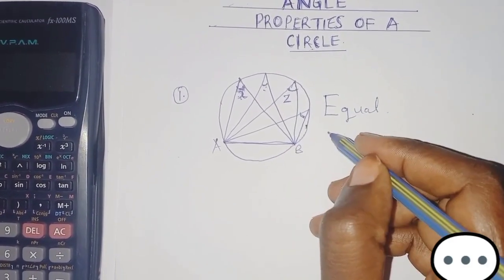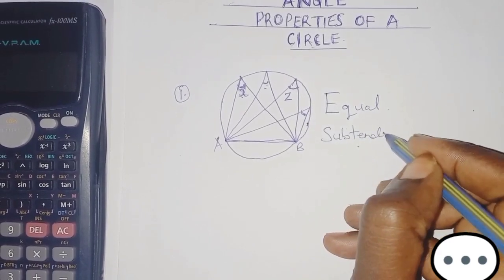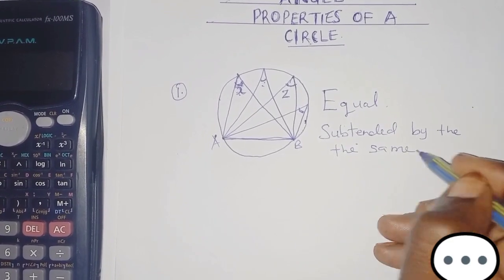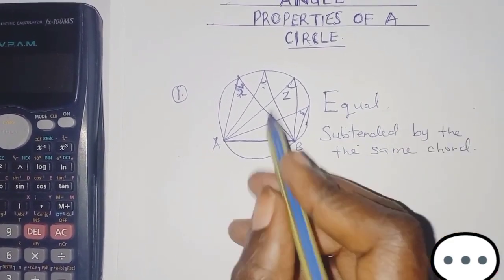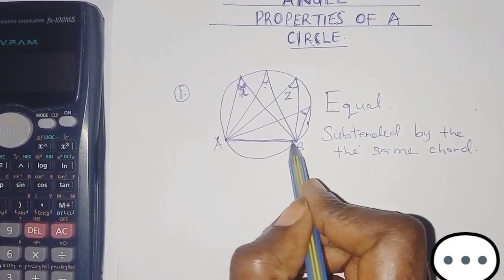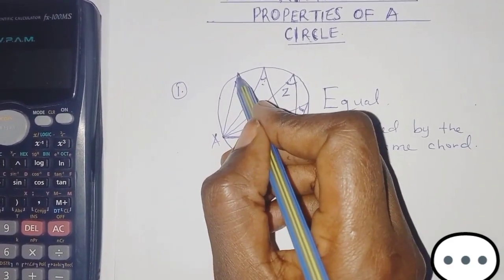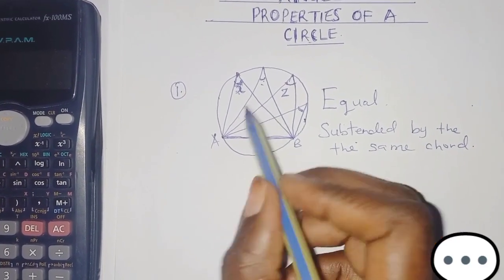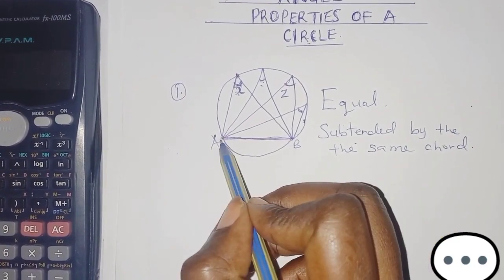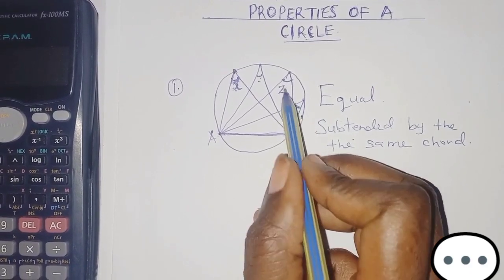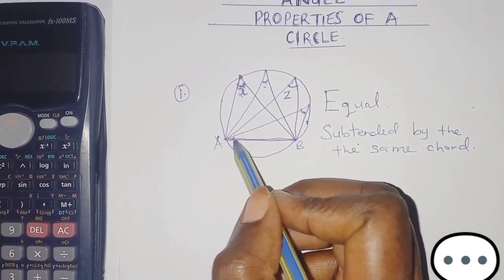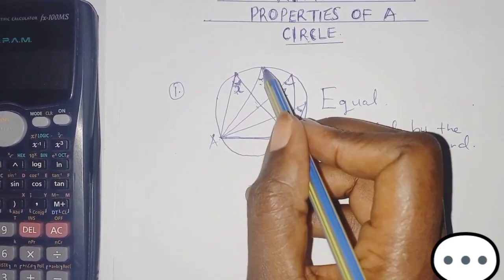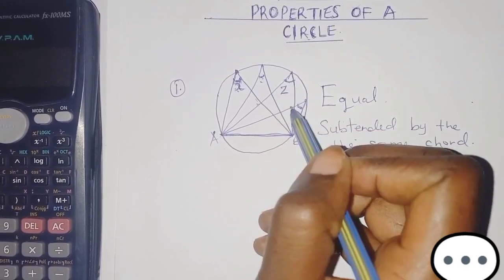because they are subtended by the same chord. So these angles have to be subtended to the circumference of the circle for them to be equal. So that first angle property is: angles subtended by the same chord to the circumference of the circle are equal. Suppose there is another angle that is subtended by this chord, but it is not reaching the circumference here, it will not be equal to these other angles.